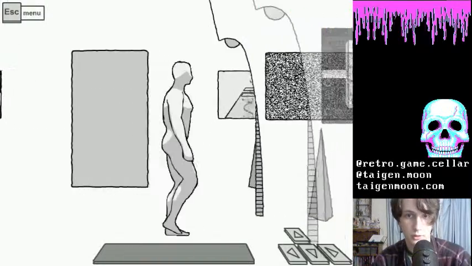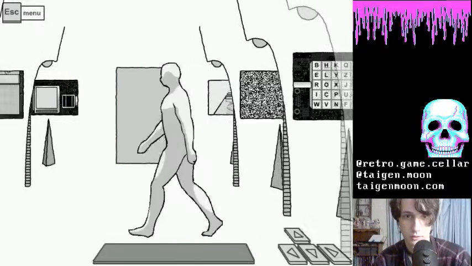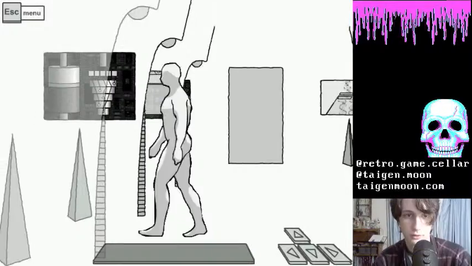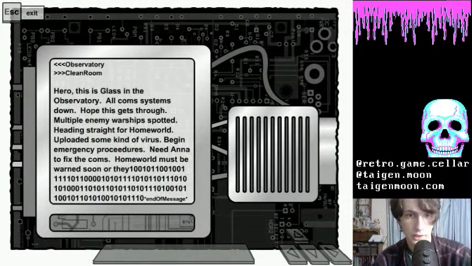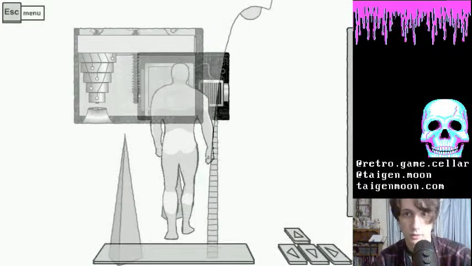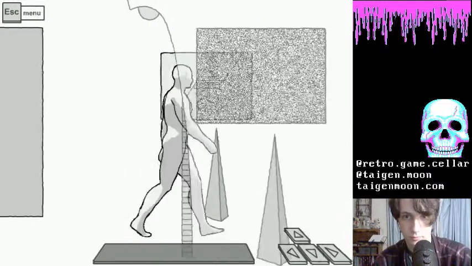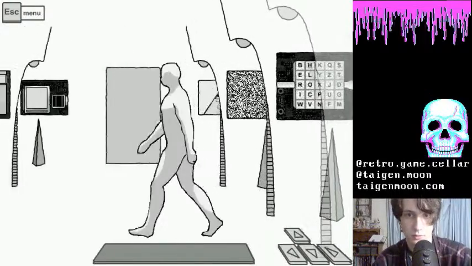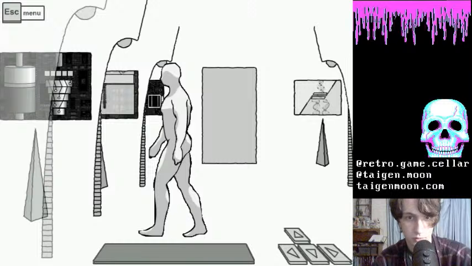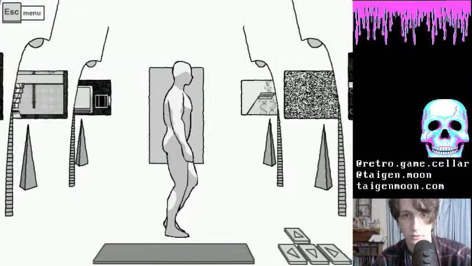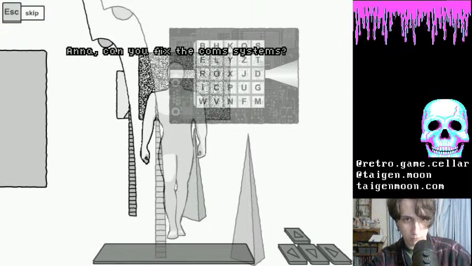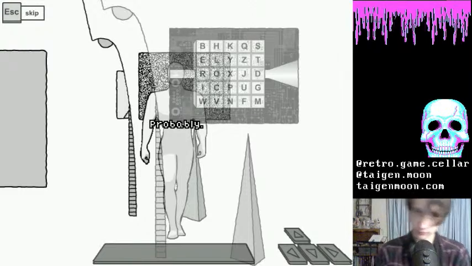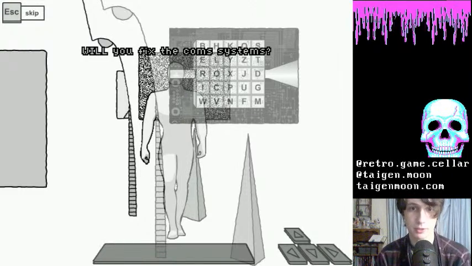Oh. Right. Okay. So the power's back on. This thing is still scrambled. Need Anna to fix the comms. Homeworld must be warned soon. Okay. Whoops. The comms? We need to restore. Go to the right middle panel. Oh, okay. Can you fix the comms? Probably. Will you fix the comm systems?